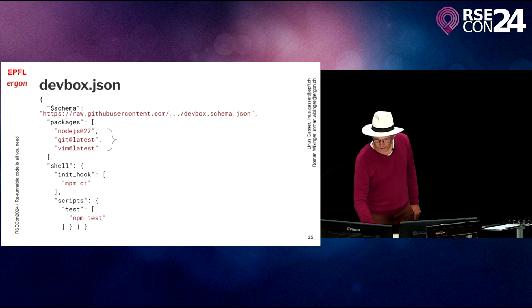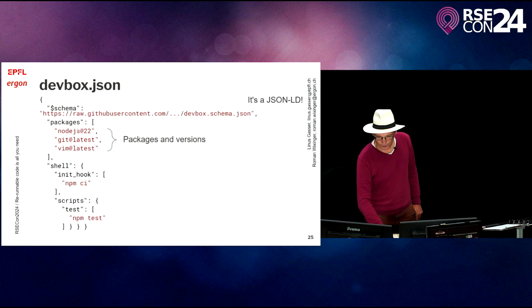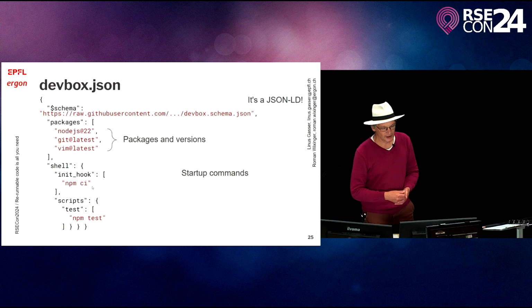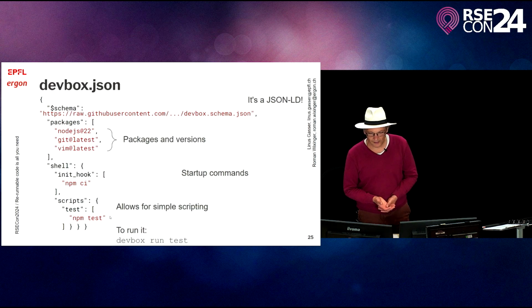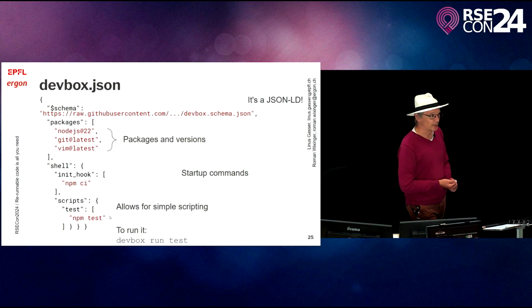Here a little overview of how that looks. So here I have these package versions in devbox.json, and I can have some startup commands. So saying every time before you run something, you need to run npm ci to make sure that all the packages are installed. And here I can have a small scripting section where I say, okay, if you run devbox run test, then this command here will be run. So it is a very easy JSON format.